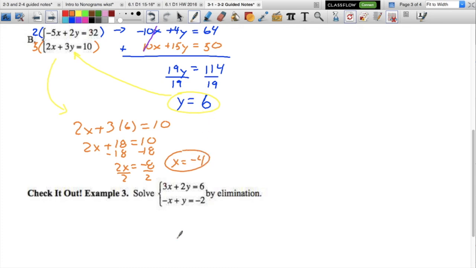So we got y equals 6 and x equals negative 4. So our answer, negative 4. I said negative 6, but I meant positive. Here's your answer, negative 4, 6. This is the point where both of those graphs will intersect.